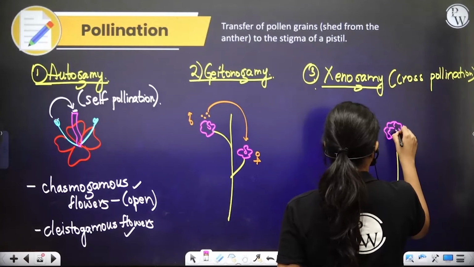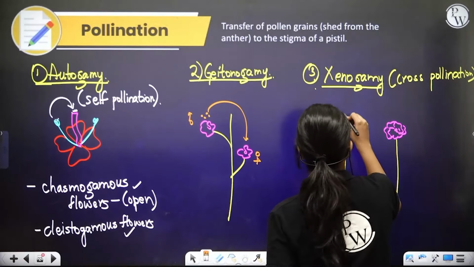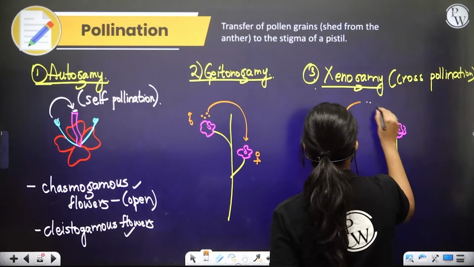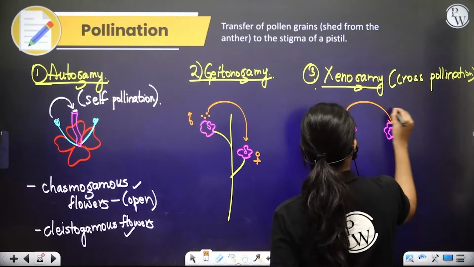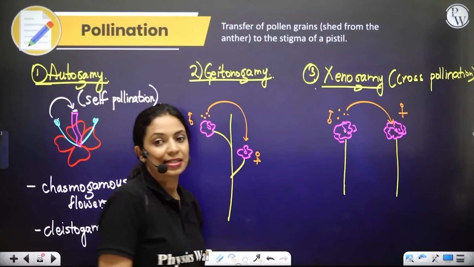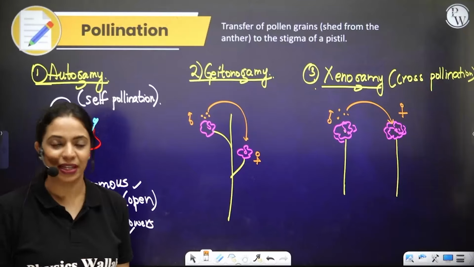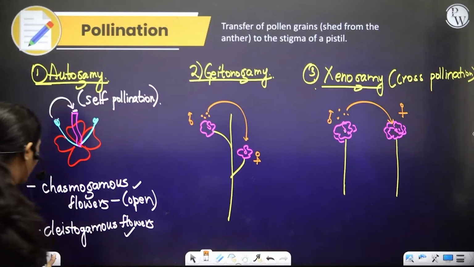This is the flower, let's say. The pollen from one flower drops to the stigma of another flower in a different plant. Such a type of pollination is called xenogamy. This is actually cross-pollination. Okay.